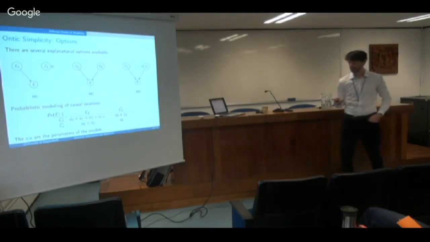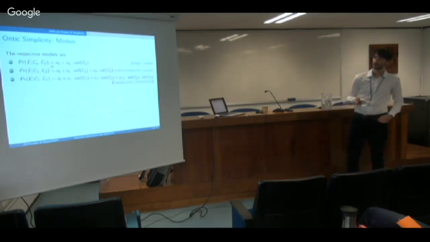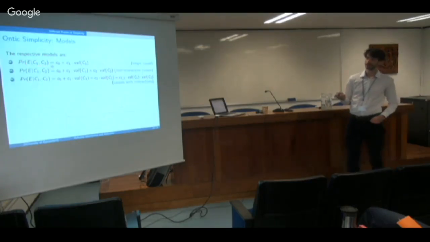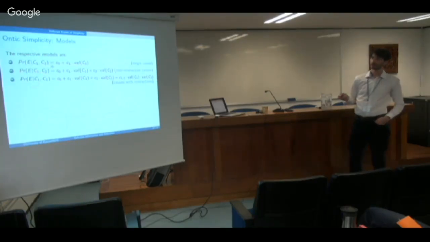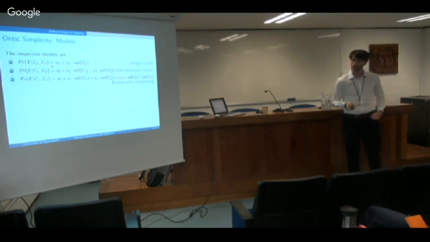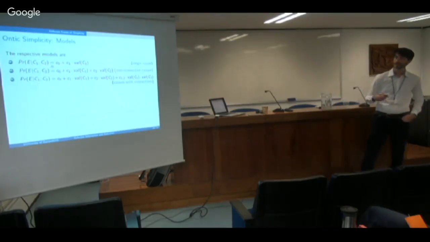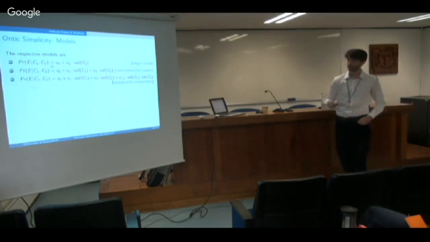And given these probability distributions, we can have these three models explaining data E. We have the model where the second cause doesn't play any role at all. That's the single-cause model. You see there is no C2 entering the game. We have the model where both causes matter, so you also add the parameters for both causes. And you have the interactive model, which also adds a parameter for the interaction of both causes. And this describes what's going on at the ontological level.